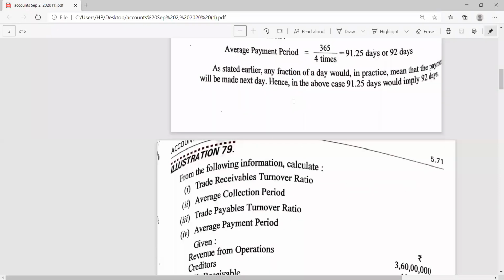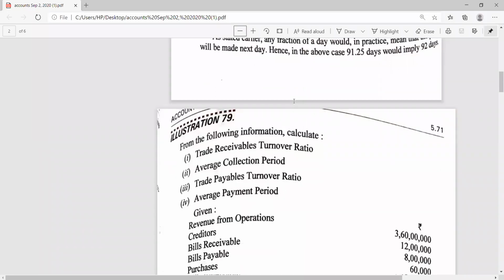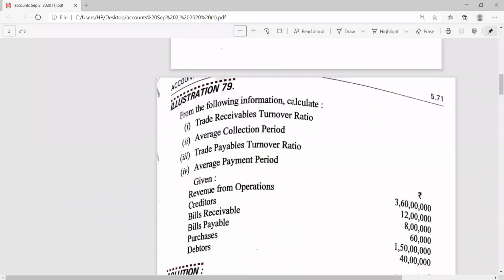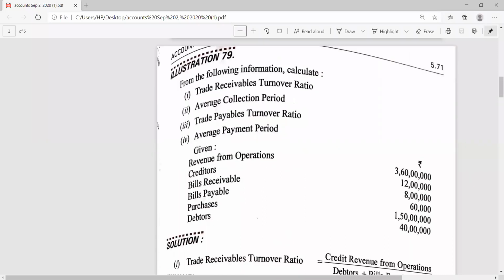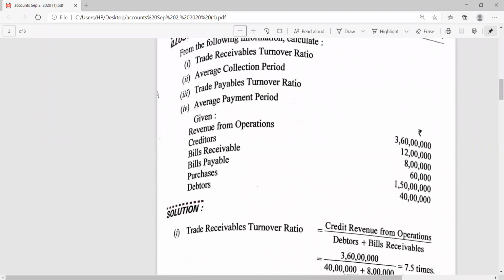In the next question, we have to calculate all the ratios that we have calculated till date: trade receivable ratio, average collection period, trade payable turnover ratio, and average payment period. What is given over here? Revenue from operations, creditors, bills payable, bills receivable, purchases, and debtors. While calculating the trade receivable ratio, you have to consider your debtors and receivables only. And while calculating the payable ratio, we have to consider all the creditors and bills payable. So in this way, you can do this question. It is very easy to do.